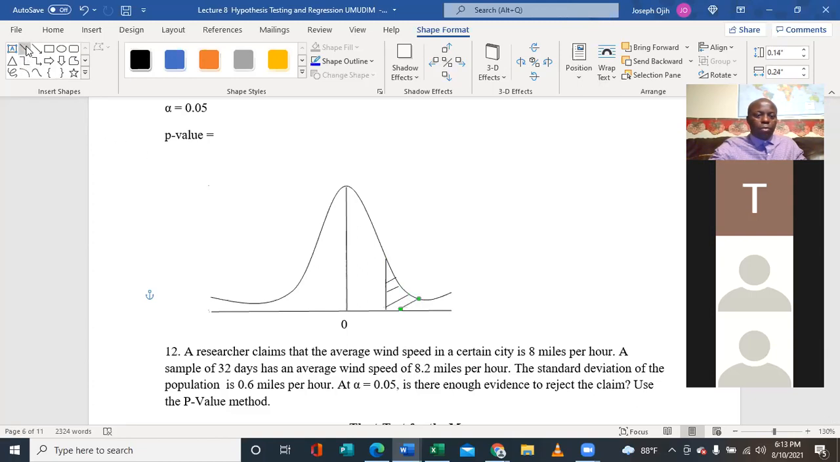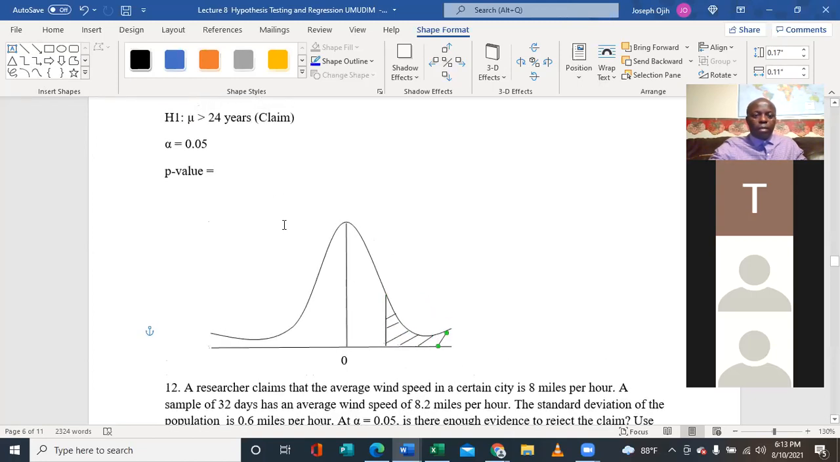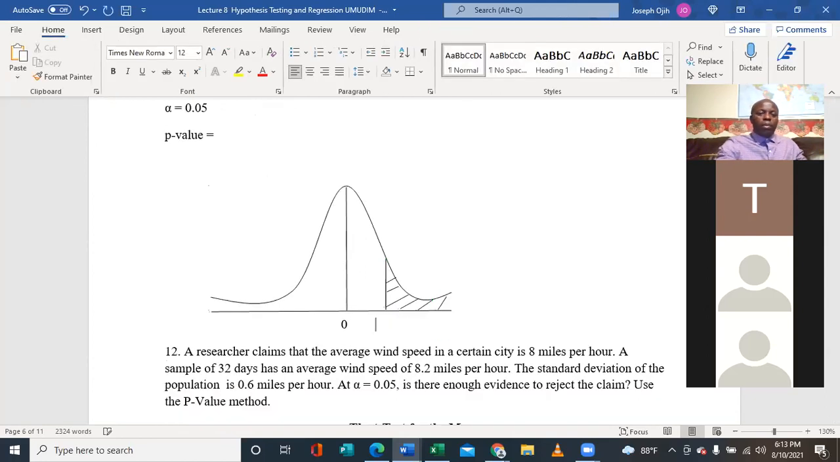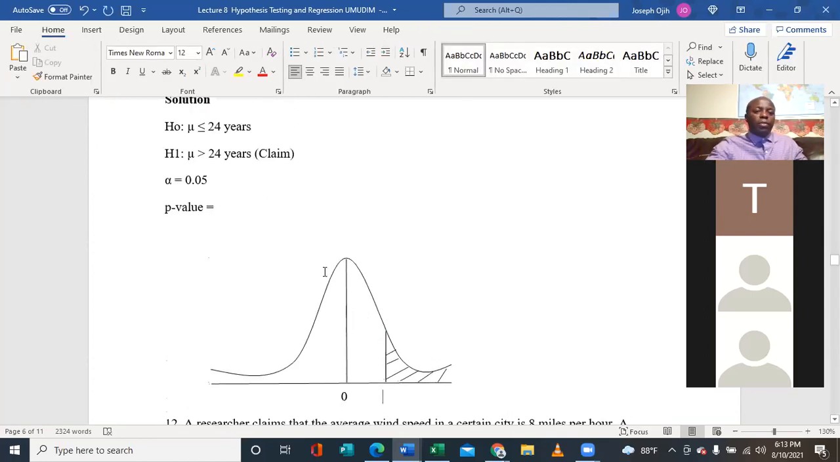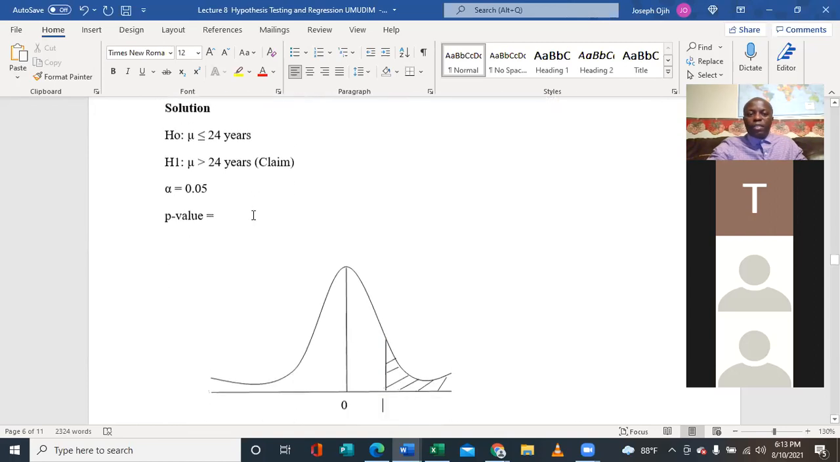Okay, almost done with this drawing. Two more, and we're done with it. Okay, this last one. So it's greater than that. Now, the p-value, we cannot get that p-value right now because we need to get our Z first.